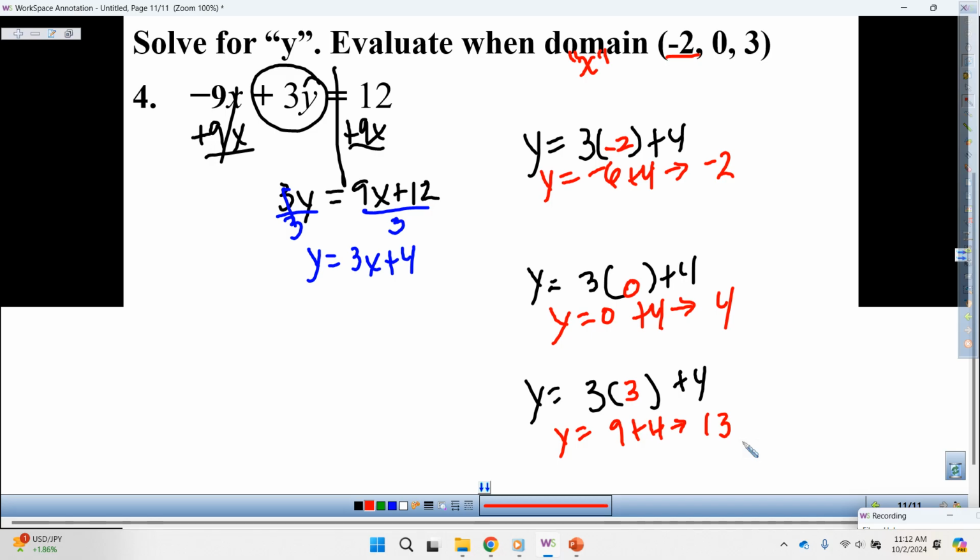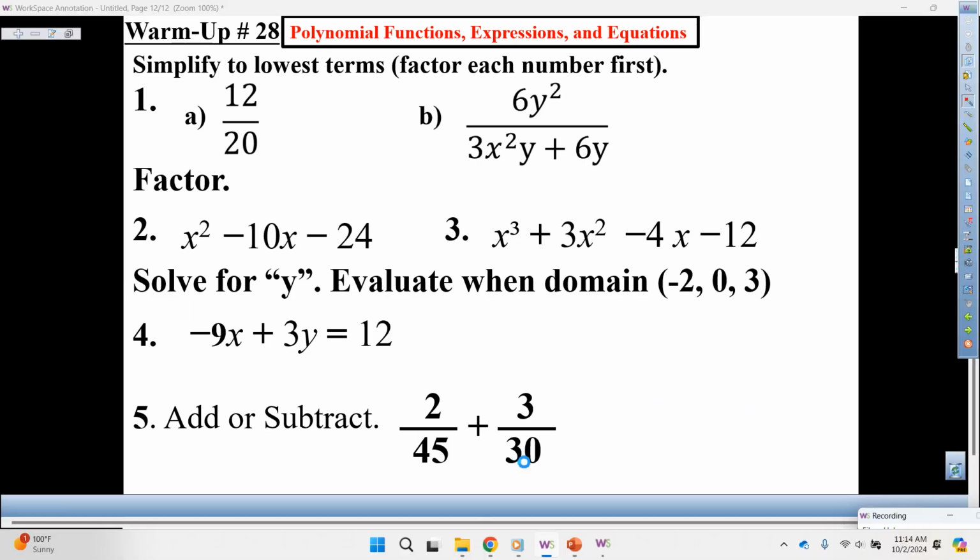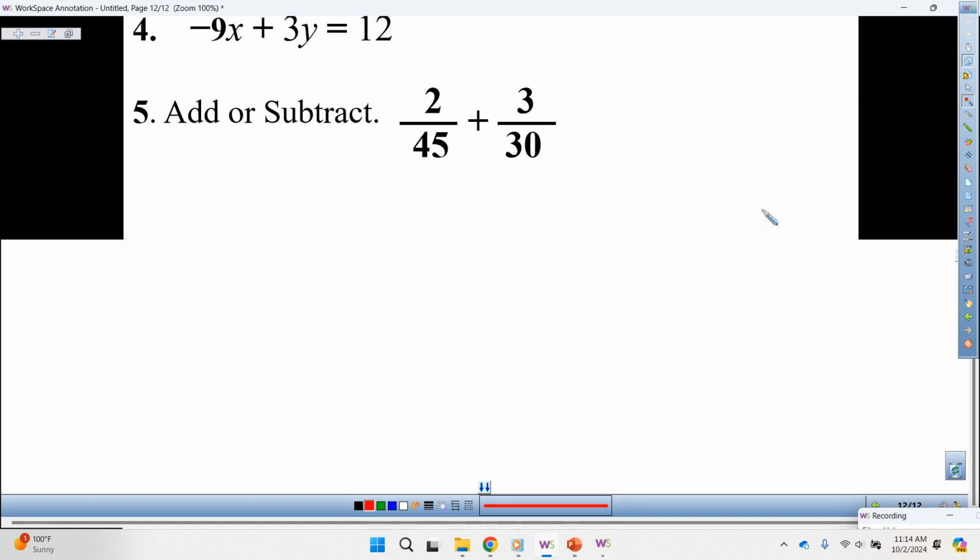All right, we're good? All right, let's go to the last one, number 5. And once again, some of you are like, Mr. Q, this is cake. Chocoflan, let's go.